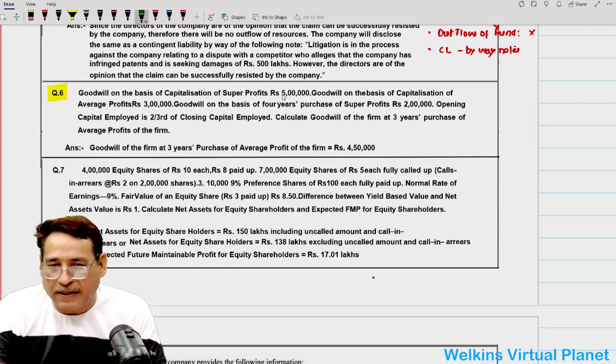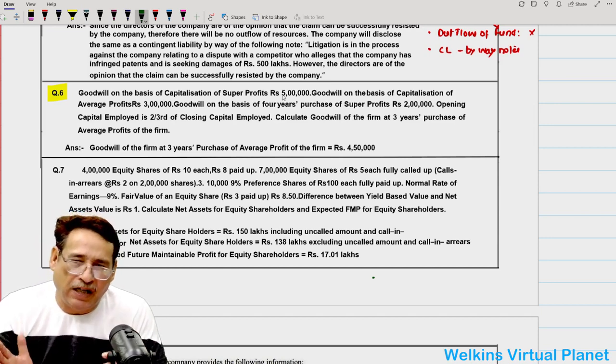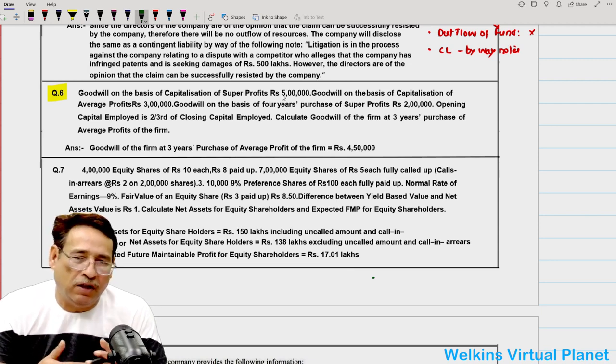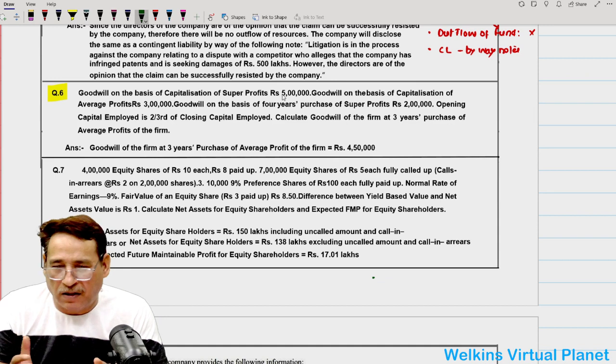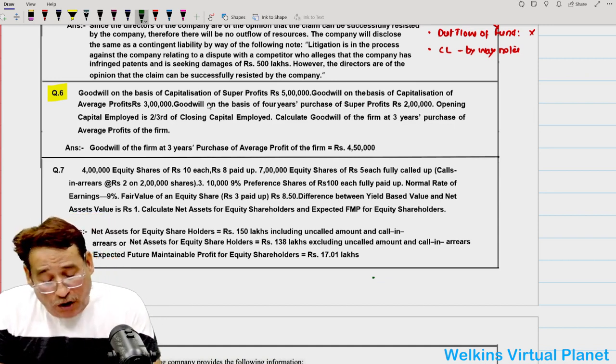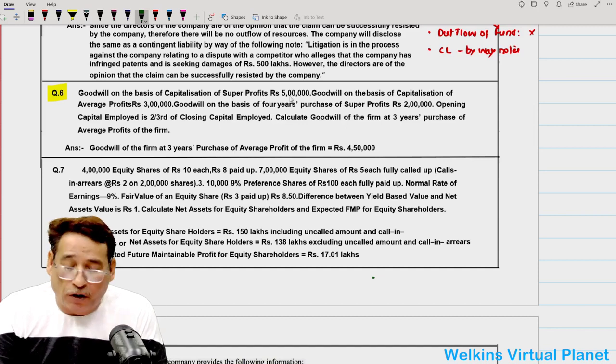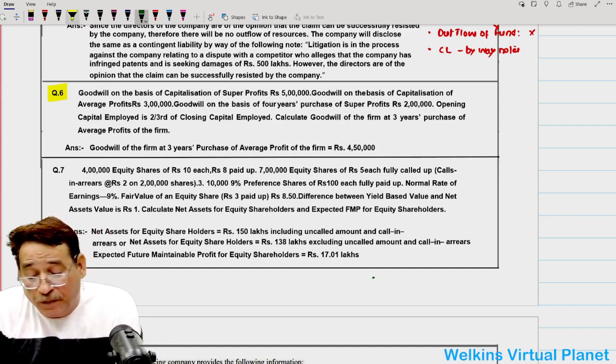I'm not telling you an absolutely similar question, but at least a question of such strength, so that students get a fairer idea regarding the questions which may be asked in the examination, and accordingly they can try and attempt it. Goodwill on the basis of capitalization of super profits is given to you as 5 lakh.